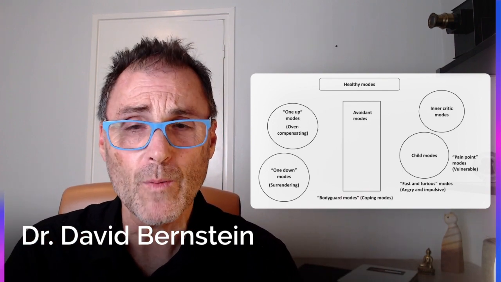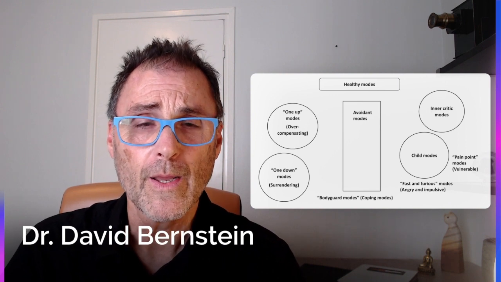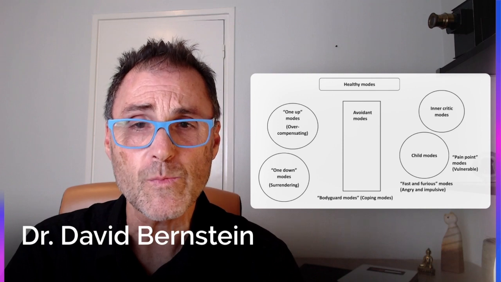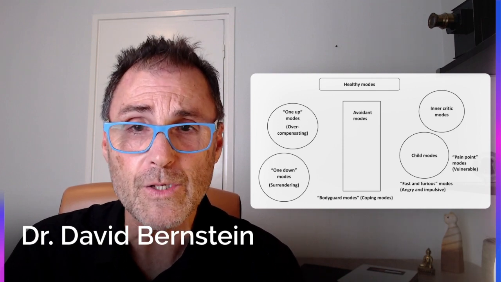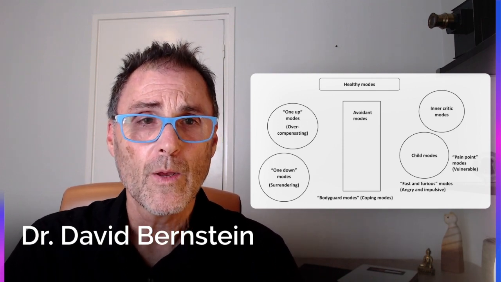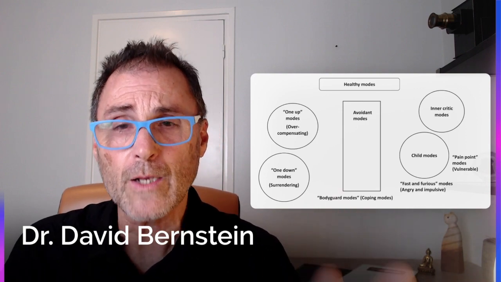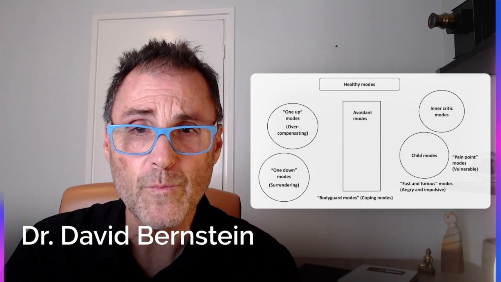This is one that I came up with Arnoud Arntz years ago, and I've refined it a little bit. I'm not going to go through all the details at this moment because in a second I'm going to present a case and show you how we use this. But basically, what you see is that in circles or rectangles, you have different types of modes.